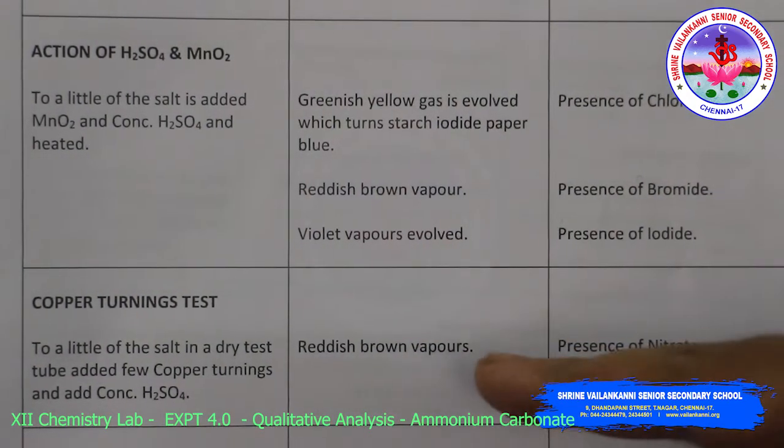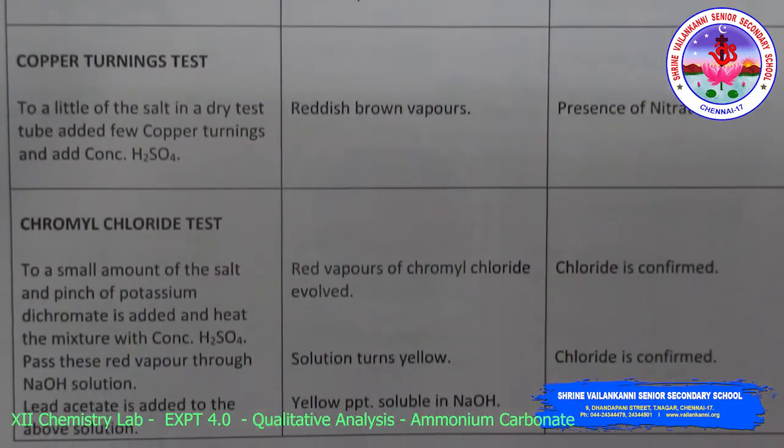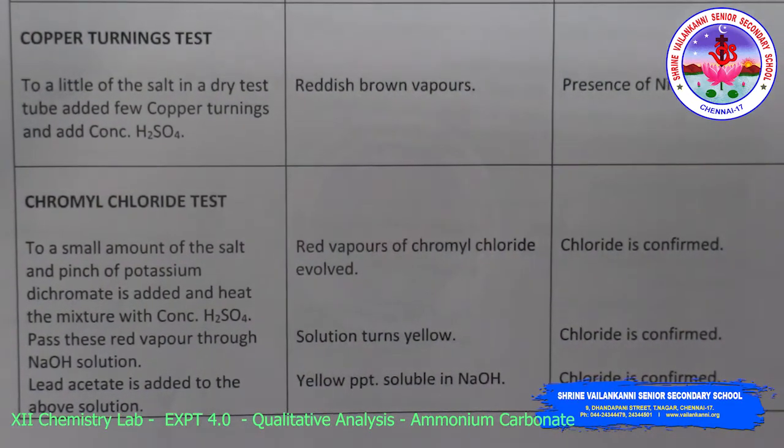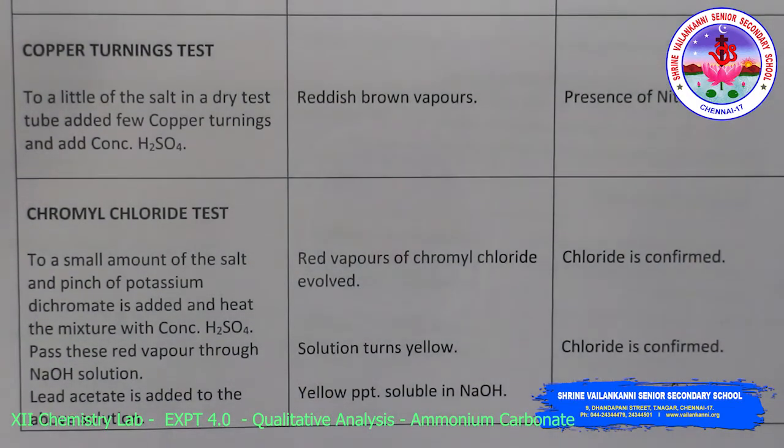Then the copper turning test. Take the salt, add copper turnings, then add a few drops of concentrated H2SO4, sulfuric acid. Reddish brown vapors mean the presence of nitrate. Then the chromyl chloride test, a very important test, the confirmation test for chloride.